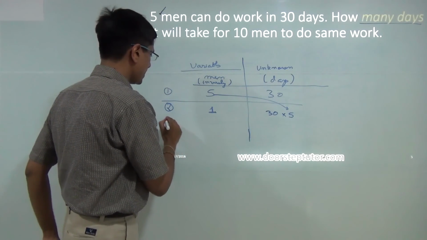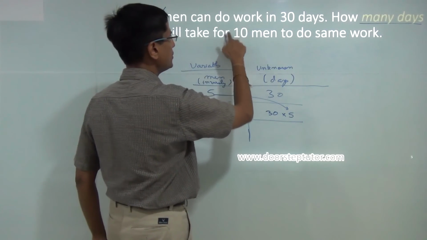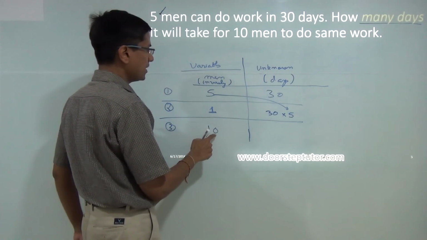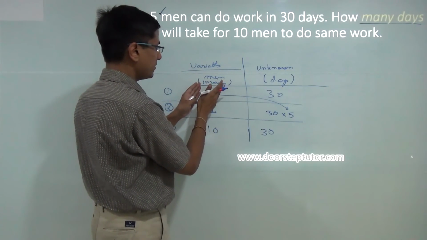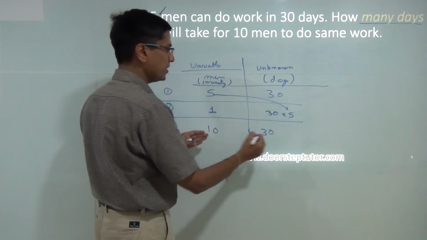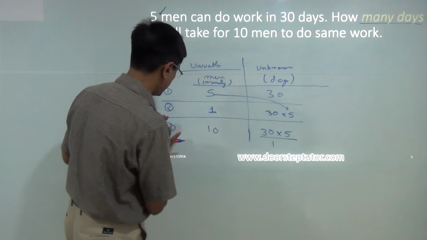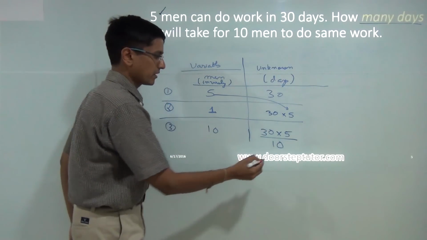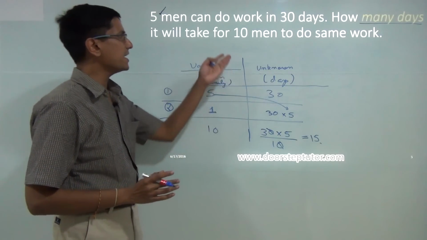In the third step, I write 10 because the question asks me to determine what this value would be for 10 men. And when there is an inverse relationship going on, this variable comes in the third row and gets divided. So the answer becomes 15, which is correct. You can directly say that it's correct.